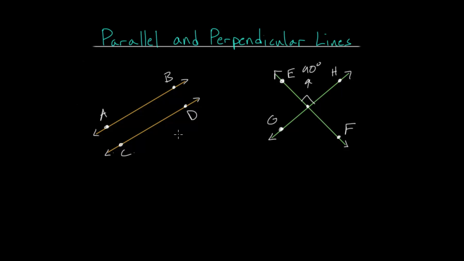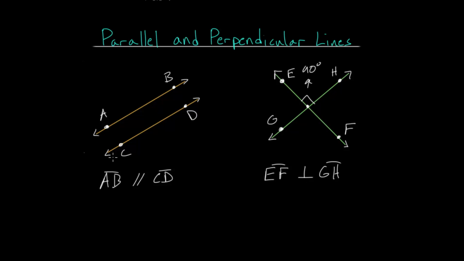So the way that we write that two lines are parallel is that line AB is parallel to line CD. So we use this symbol here, which is basically just two parallel lines. And when two lines are perpendicular, we can write that line EF is perpendicular to line GH. And again, we're using a symbol that accurately describes what's happening here. These are two lines that are intersecting at a right angle.